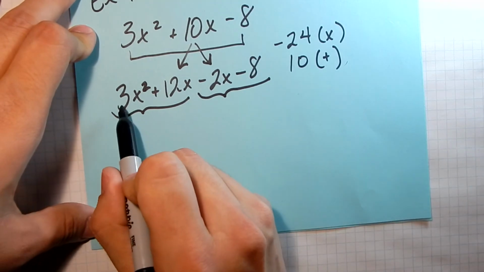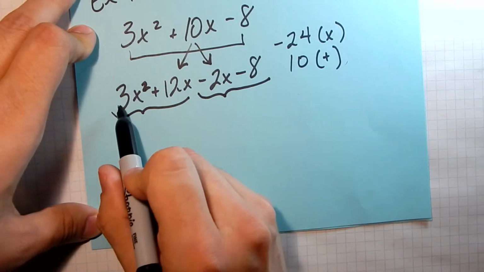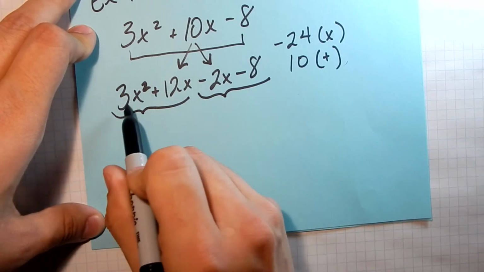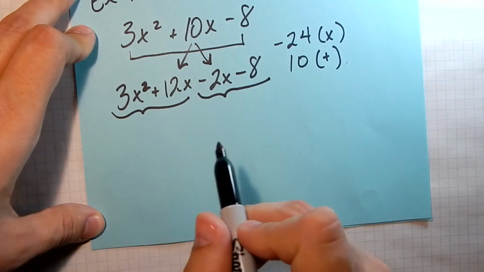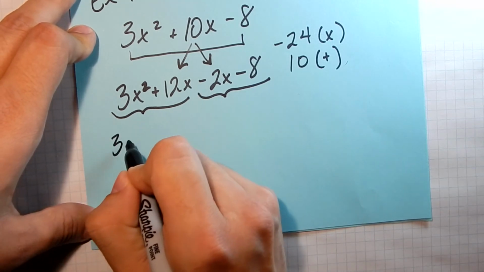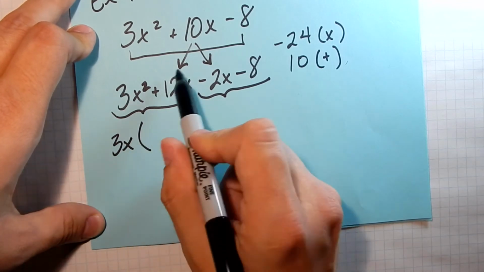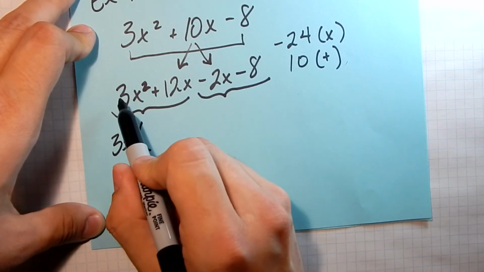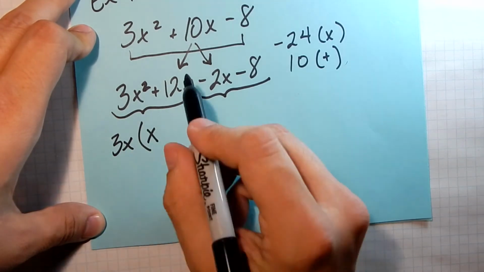If we're looking at 3x squared and 12x, 3 goes into 12, and 3 goes into 3, and I have an x in common for both of these. So I can pull a 3x out. In a sense, what I'm doing is dividing each term by 3x. So 3 divided by 3 is 1. X squared divided by x is x, so I just have an x here.